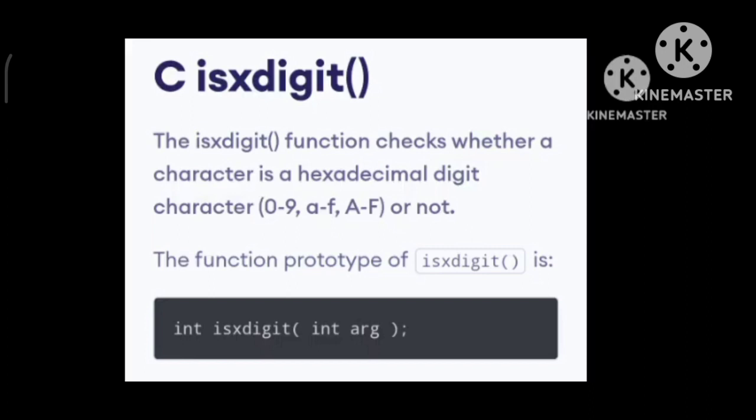The isxdigit function checks whether a character is a hexadecimal digit character or not. This is the prototype of isxdigit.